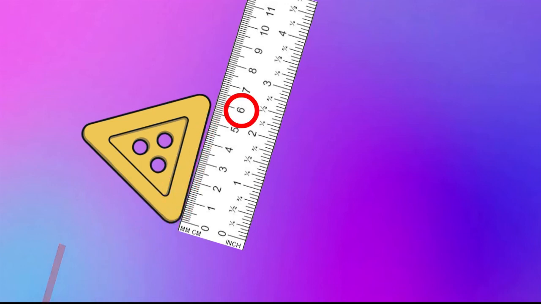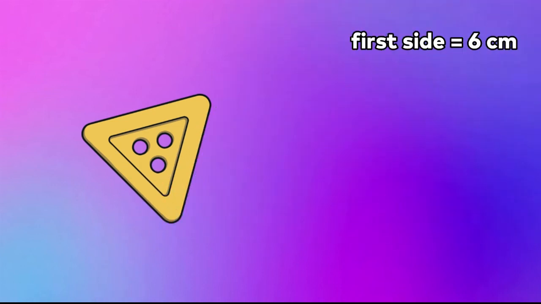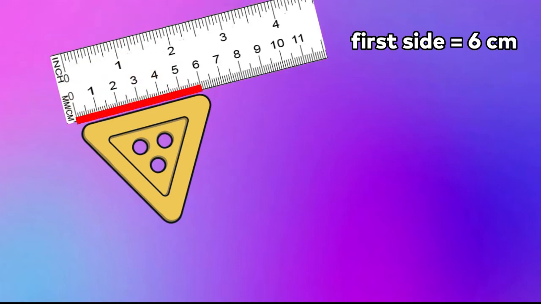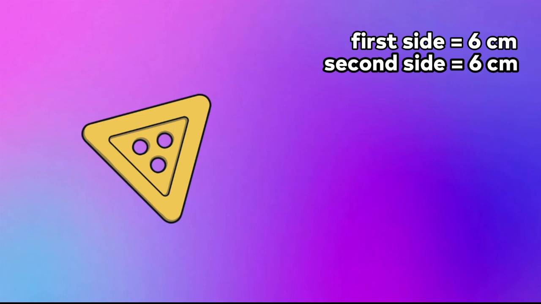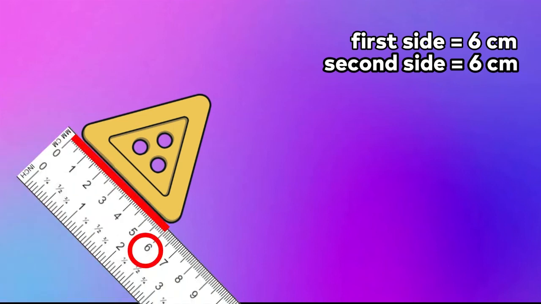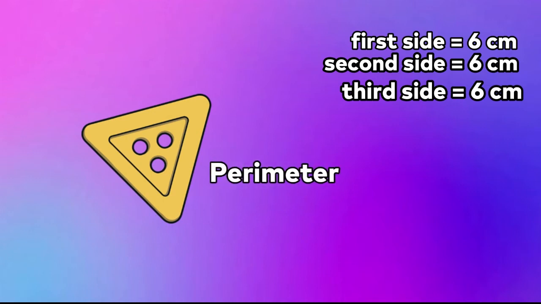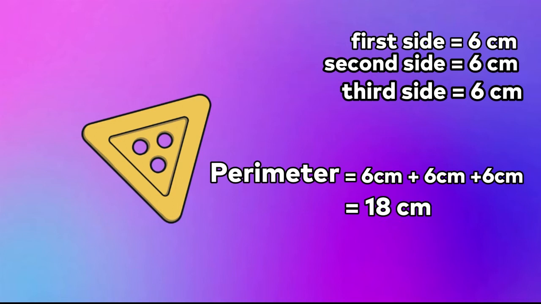The length of the first side measures 6 centimeters. The second side measures 6 centimeters. And the third side also measures 6 centimeters. To find the perimeter, add all the sides. The perimeter will be 6 centimeters plus 6 centimeters plus 6 centimeters is equal to 18 centimeters. So, using the ruler, the perimeter of the triangular button is 18 centimeters.